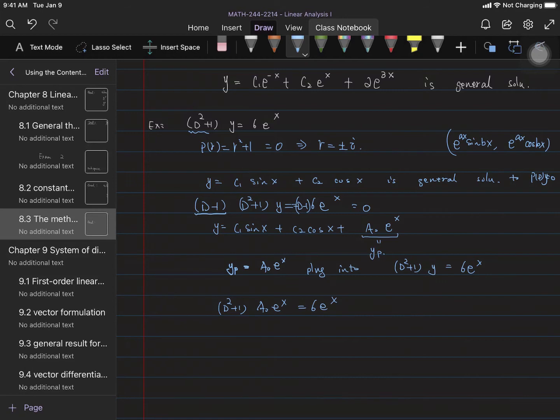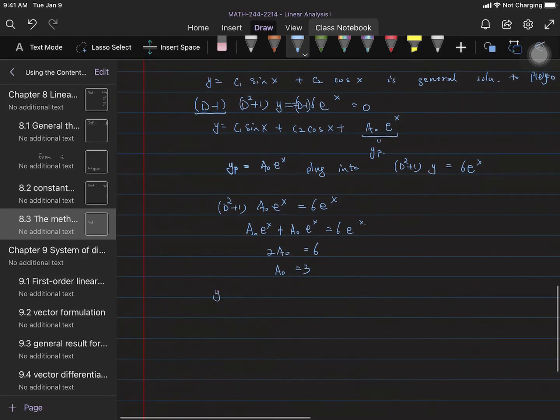And d squared means second derivative. Second derivative of that one still becomes the same thing, right? Because e to the x derivative is e to the x. Second derivative is still the same thing. And plus itself. So you can see here 2 a naught equals 6, a naught equals 3. So what is our general solution? C1 sine, C2 cosine, plus 3 e to the x. So this is the general solution.